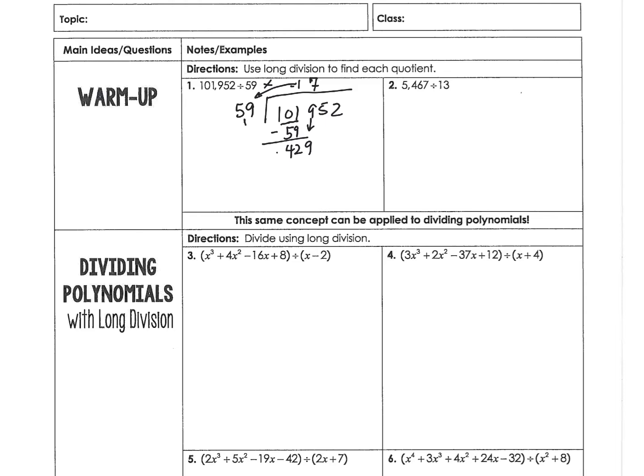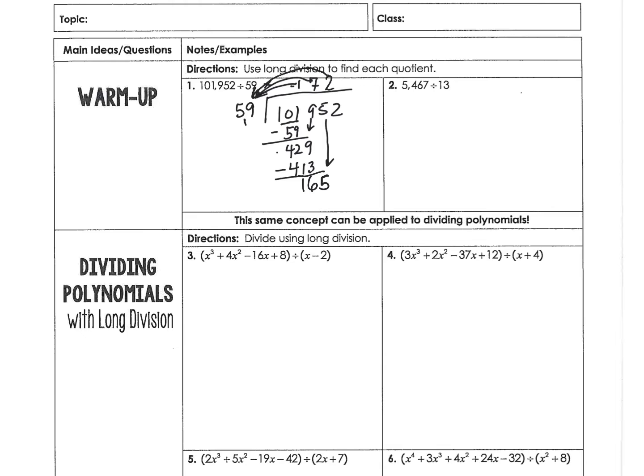So now we do 7 times 59, multiplying it out. 7 times 59 is 413, and then we subtract. So now we're going to have 165 left, and we bring down the 5. I'm sorry, I goofed this up. Hang on. I can't subtract. This is 16. Bring down the 5, we get 165. Okay, 59 goes into 165 twice.